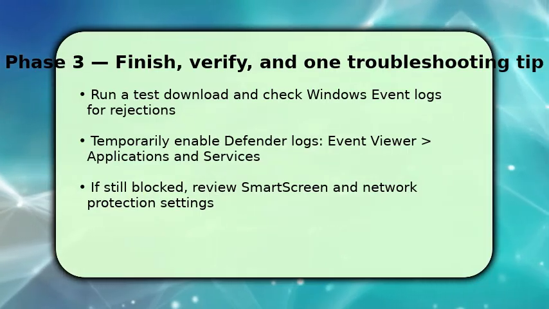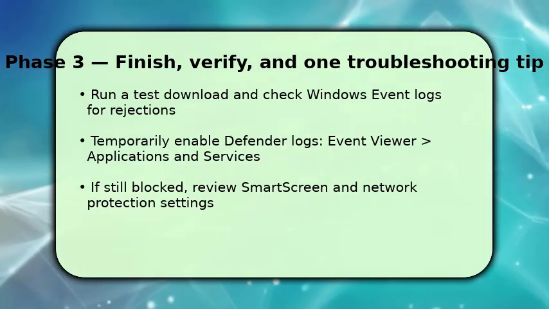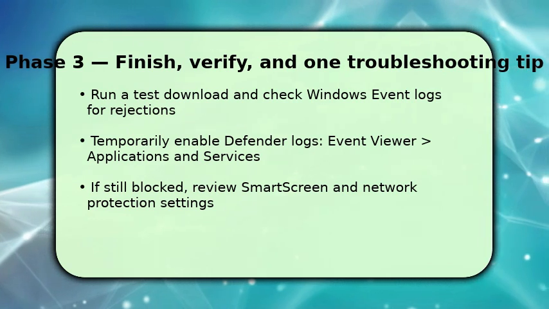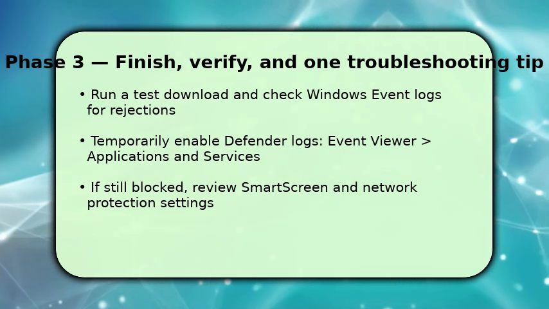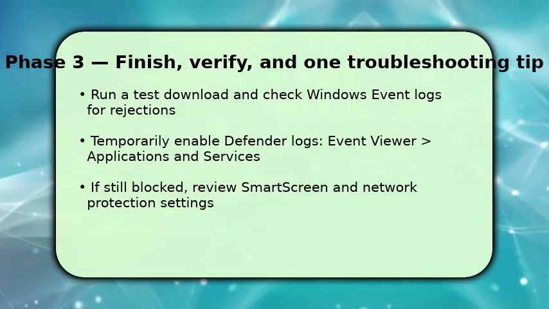If blocking persists, recheck exclusions, add the parent installer folder, and confirm your exclusions include hashes if the file is replaced frequently. Troubleshooting tip.